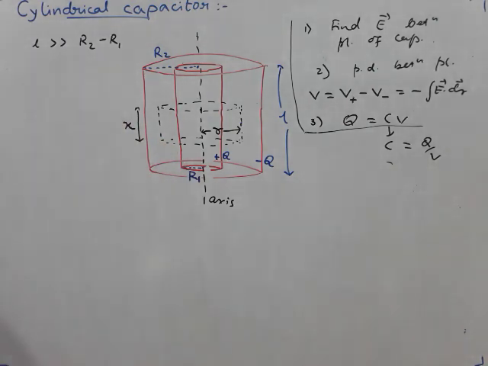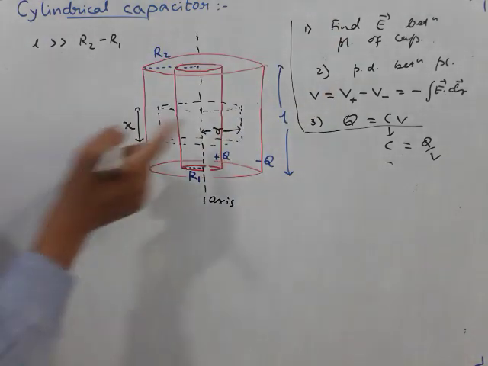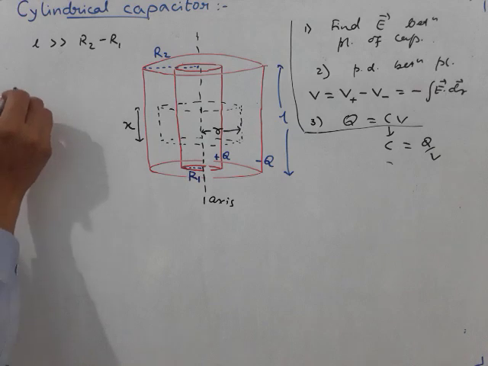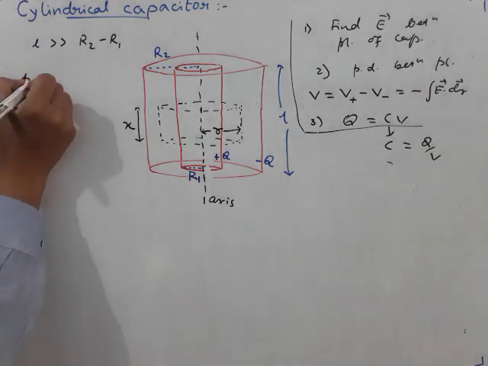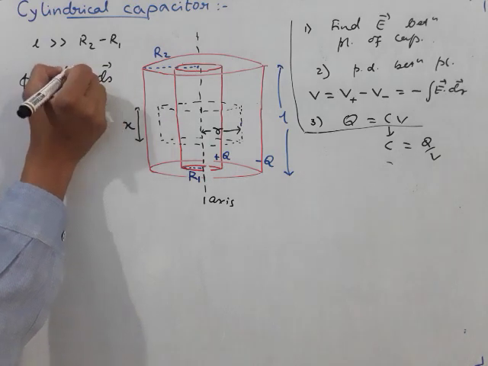You can take some other variable also. The first step is to find the electric field. So how do we find the electric field? We will use the concept of flux. So first let's see how much the flux will be. Flux is integral E dot ds.